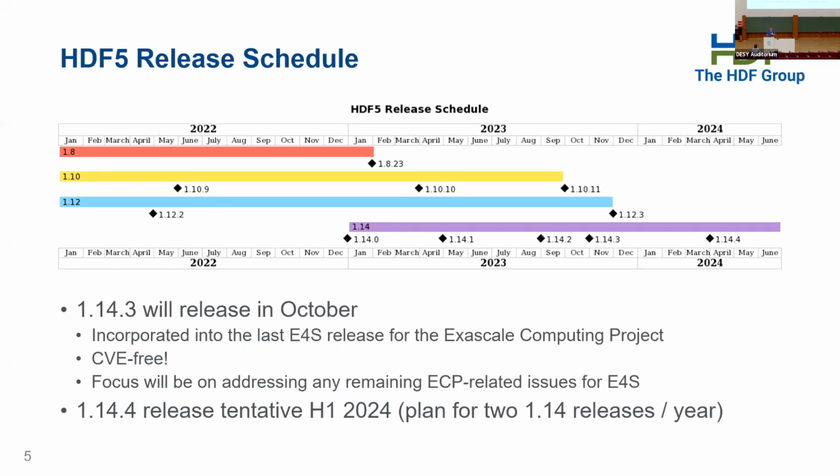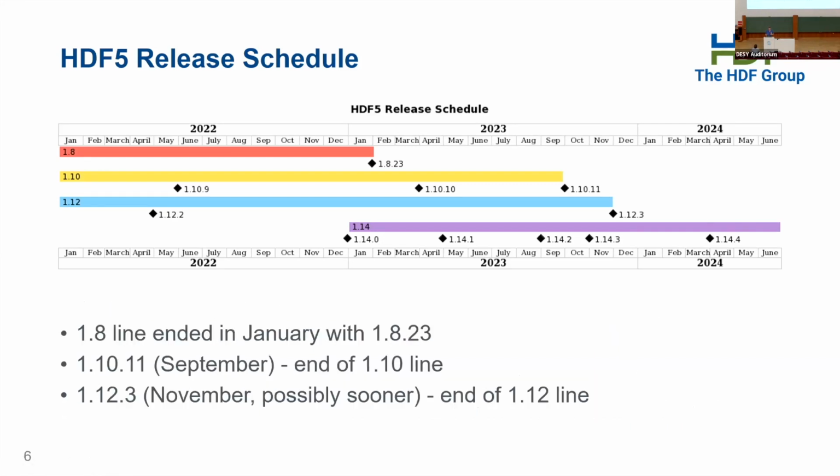1.14.3 will release in October. We're getting that ready now. That will be CVE free. We've fixed all the CVE issues in there, with one exception. There's one that shows up for some reason if we build with static turned on. We'll fix that too. This is going to be incorporated into the last E4S release for the exascale computing project. And the focus will be addressing any remaining ECP-related issues, a lot of parallel fixes and some cleanup and stuff like that. Then for a 1.14.4 release, I've got it tentatively listed as being in the spring of next year. So we plan on having 2 1.14 releases per year, unless something else really drives it.